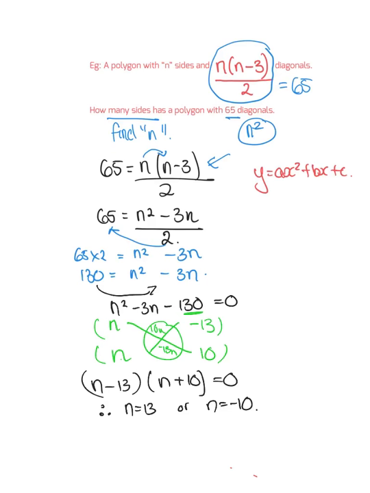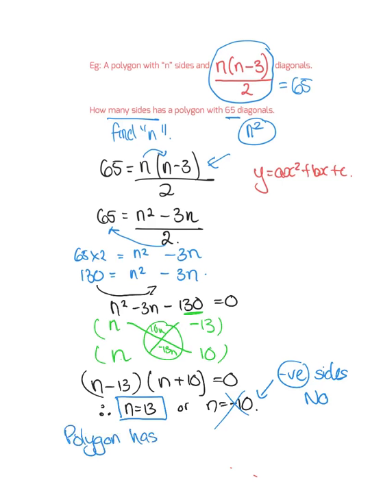Now, can we have negative sides? No. So that's not an answer. Therefore n equals 13, we can have positives. So the polygon has 13 sides. Cheers.